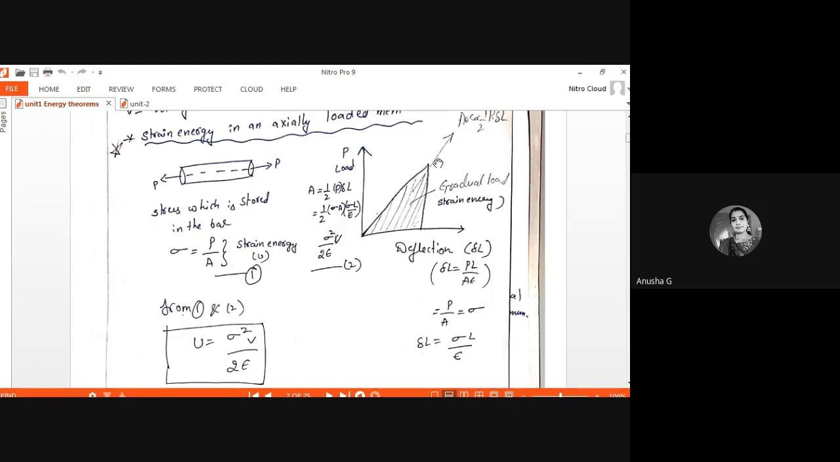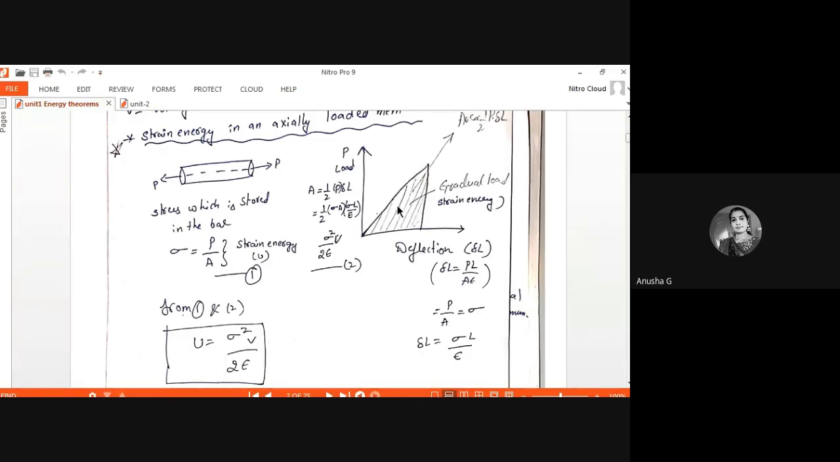And then this total will be in the form of a triangular shape. You can observe here this area, whatever strain energy is axially applied to the member, the shape will be in the form of a triangle. Now we have to calculate the area of this triangle, for which we need the strain.